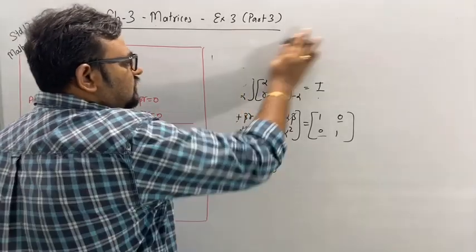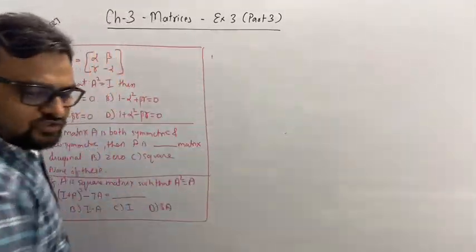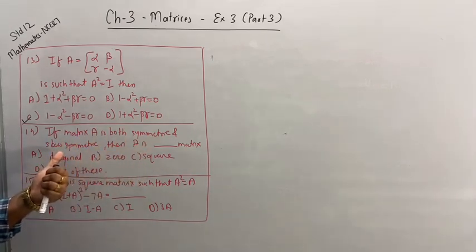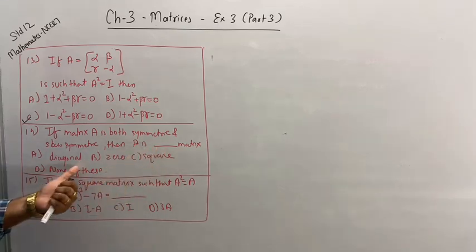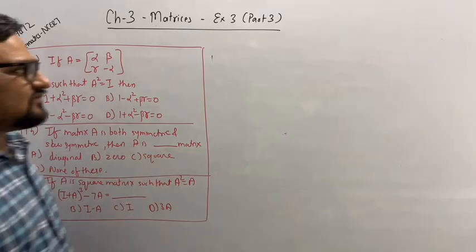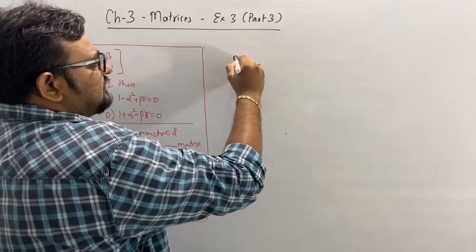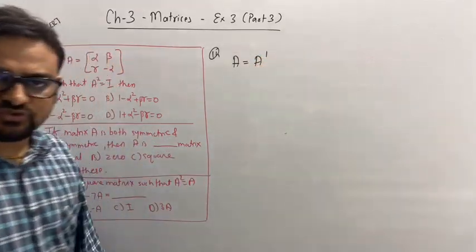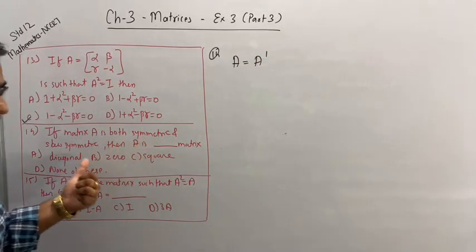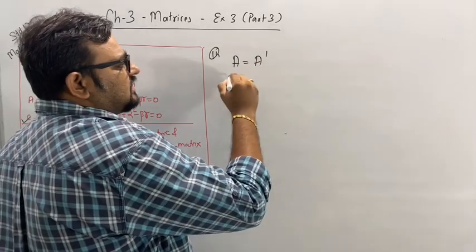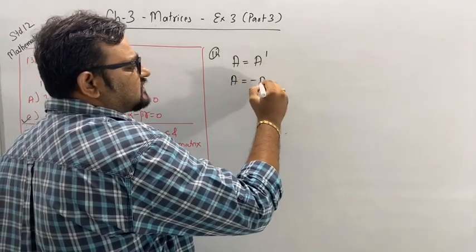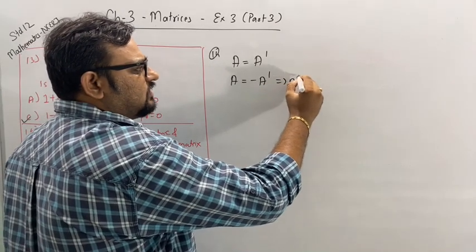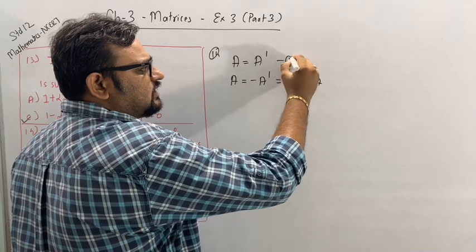Next, question number 14. It is given that if matrix A is both symmetric and skew symmetric, then A is a dash matrix: diagonal, 0, square. Let's find out. A is symmetric, that means A is equal to A transpose. A is skew symmetric also, that means A is equal to minus A transpose. So what does that mean? A transpose equals minus A.